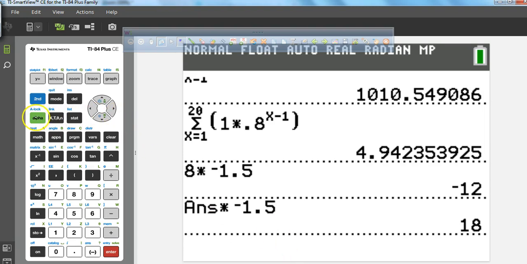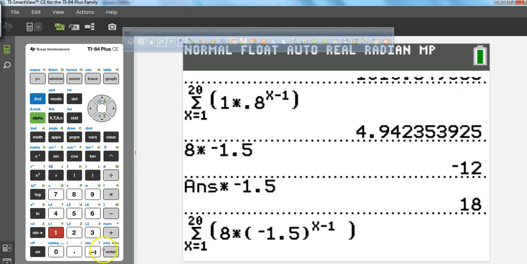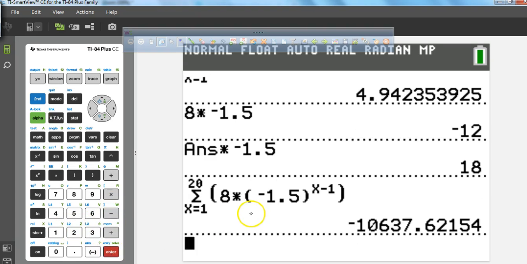We'll do sigma notation once again. Alpha window, number 2. Next there, and 1 there. Going to 20th term, starting with an 8, times, I'm going to do parentheses, negative 1.5, close the parentheses and then raise that to x minus 1, and press enter. I get this, negative 10,637.62.